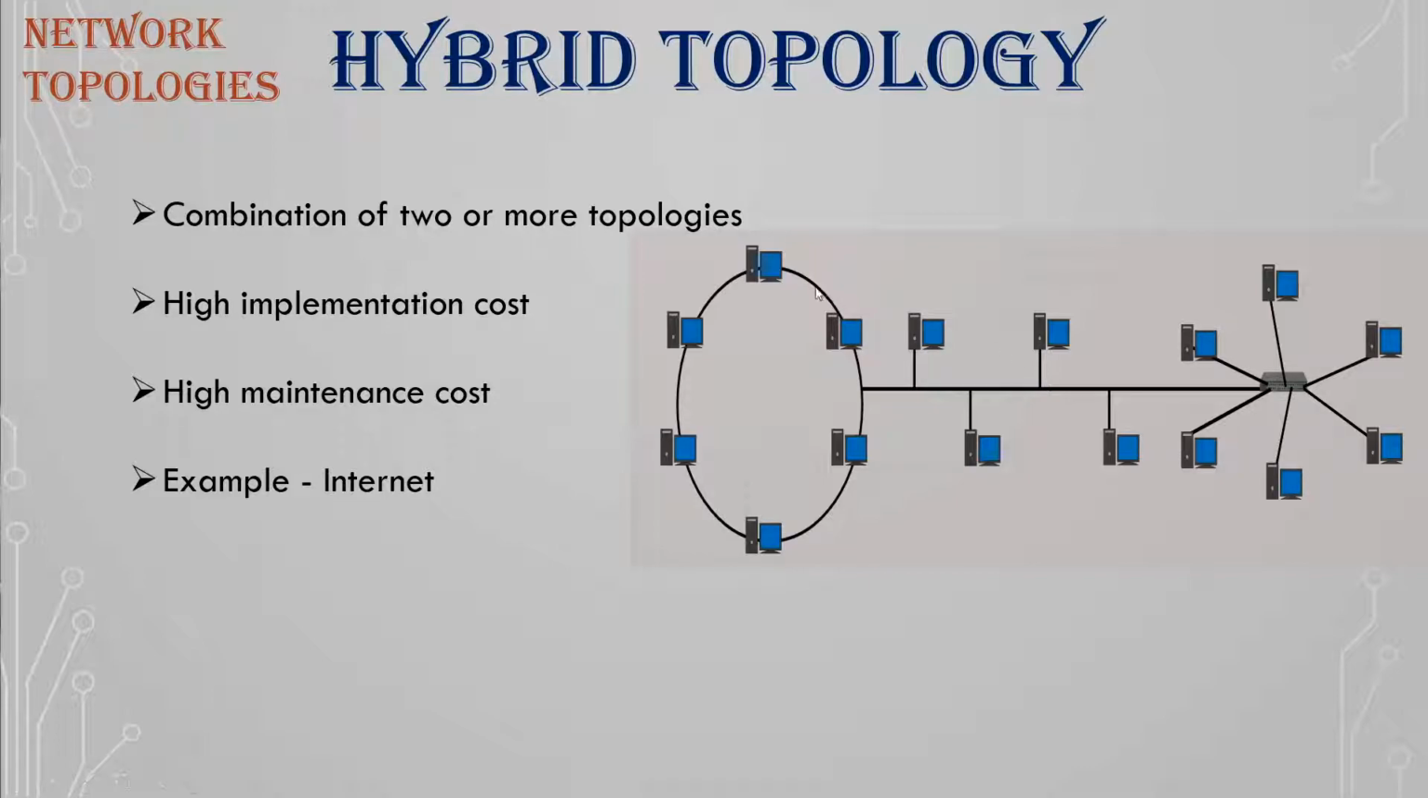I believe that everyone was able to identify the different types of topologies represented in this hybrid topology. They are the ring topology, then again we use a bus topology here, then we also have a star topology. So hybrid topology is a combination of more than two topologies.